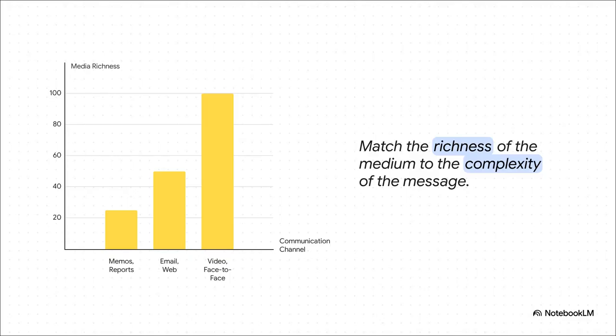Way over on the left, you have lean media, like memos. As you move to the right, you start adding more channels for feedback and nuance. You get to email. And finally, you hit the richest media, like video calls and face-to-face. The big strategic takeaway here is simple. You gotta match the richness of the channel to the complexity of your message. I mean, you wouldn't try to solve a delicate team issue over a memo, right? And you definitely don't need a full video call just to announce the date of the office party.